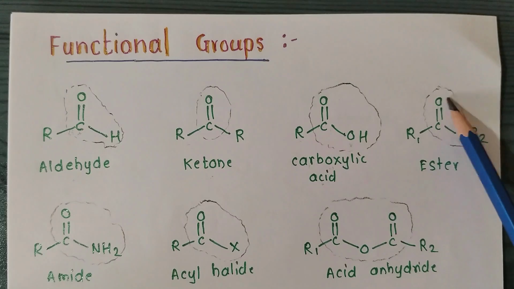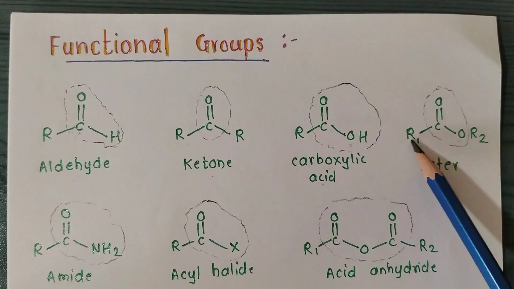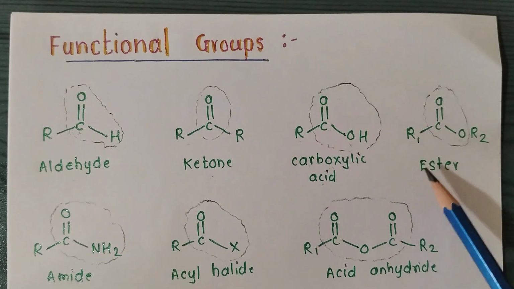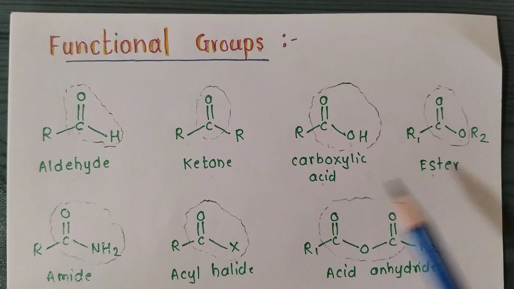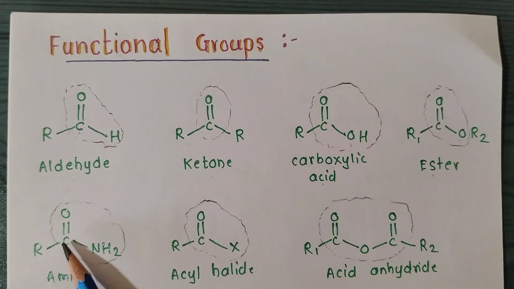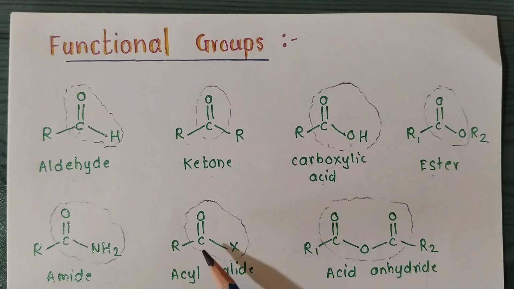Here suppose carbonyl is attached at one side with oxygen and this oxygen is attached to R, and at another side there is also R group, alkyl group, then we call this functional group as an ester functional group. Similarly, if carbonyl is attached to NH2 at one side and another side suppose alkyl group is attached, then we call it as an amide functional group.